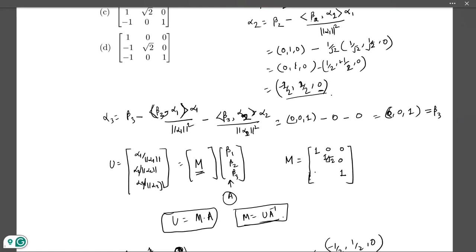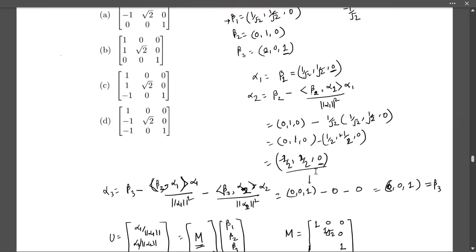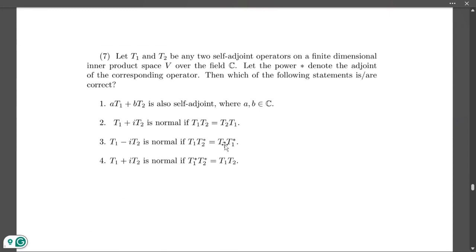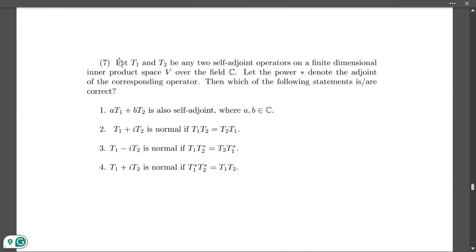Now 3 entries are left. This question again, if time permits. Let T1 and T2 be any two self-adjoint operators on a finite dimensional inner product space over the complex field. Let the star denote the joint corresponding operator. Which of the following are correct? Is this self-adjoint?